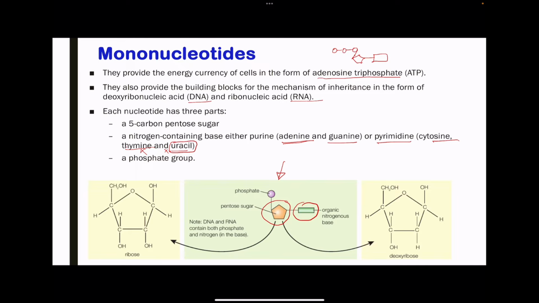We also have a phosphate group, which is going to be this in a mononucleotide. In RNA, the pentose sugar is going to be ribose, like we see here, and in DNA, that pentose sugar is going to be deoxyribose. The difference between the two is there is no oxygen here, but we have OH, so there is OH here and only a hydrogen here. That is the difference between ribose and deoxyribose. This is found in DNA and this is found in RNA.